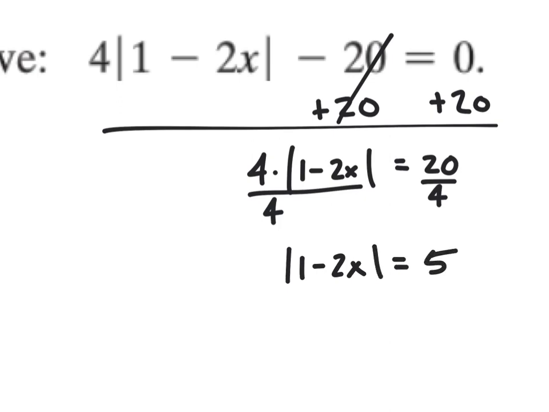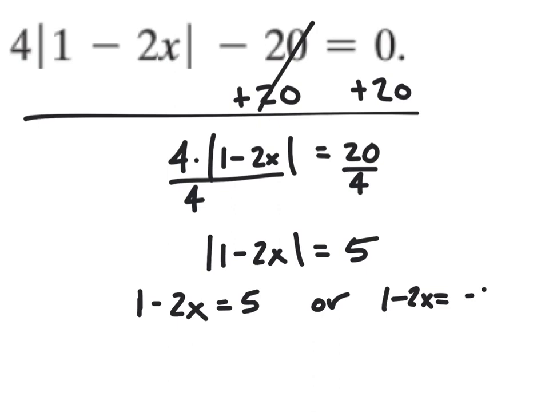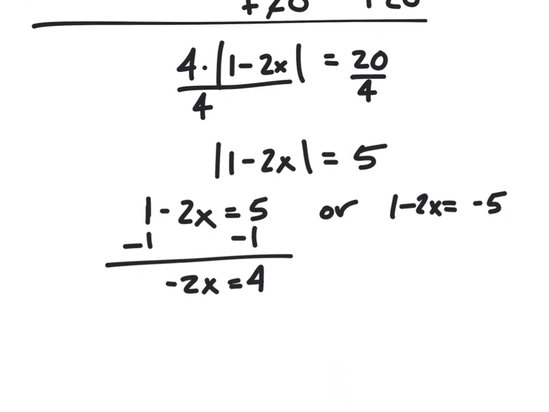Similar problem. Once I've isolated my absolute value, then I can set up 2 different equations. So I've got 1 minus 2x is equal to 5, or 1 minus 2x equals negative 5. All right, I'm going to subtract 1 from both sides, so I get negative 2x is equal to 4. Divide by negative 2. So I get that x is equal to negative 2.